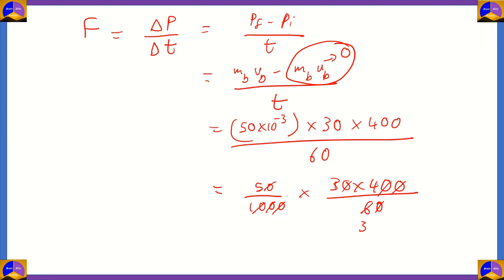2 goes into 6 thrice, 2 goes into 4 twice, 3 and 3 cancel each other out. So basically we have 5 times 2, which is equal to 10 Newton. So the force on the 30 bullets which get fired in a minute, that force is equal to 10 Newton.